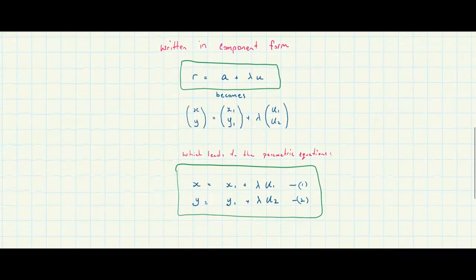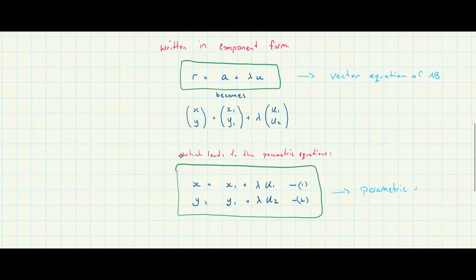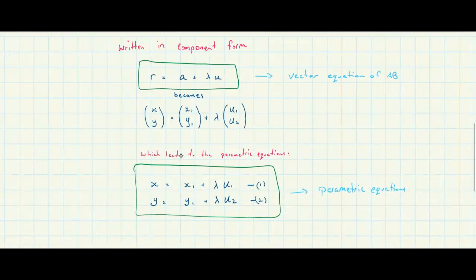So here we have, let's just be really clear about what we've arrived at here. This is our vector equation of our line AB. It's a vector equation of AB. Over here we have our parametric equations of AB.